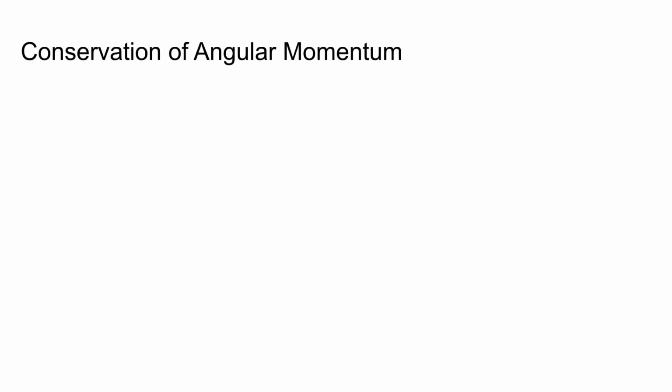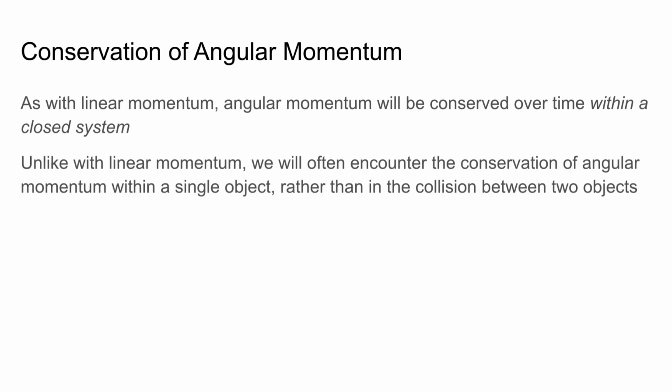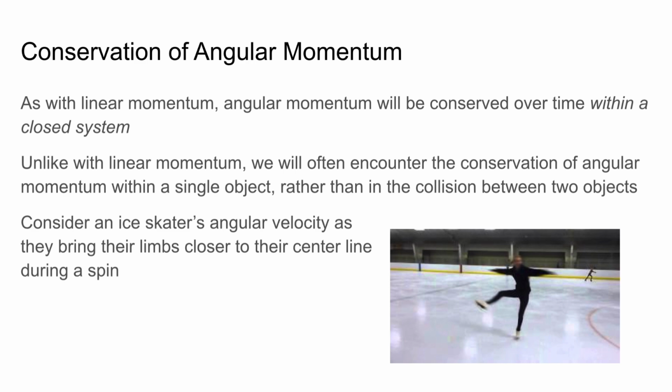All right, so just like with linear momentum, our angular momentum is going to be conserved over the course of an event as long as our system is closed. However, unlike with linear momentum, we're often going to encounter conservation of angular momentum within a single object rather than in a collision between two objects. So for instance, we can take a look at an ice skater, who is going to change their rotational velocity by bringing their limbs into or out of their center of rotation. So let's take a look at that.